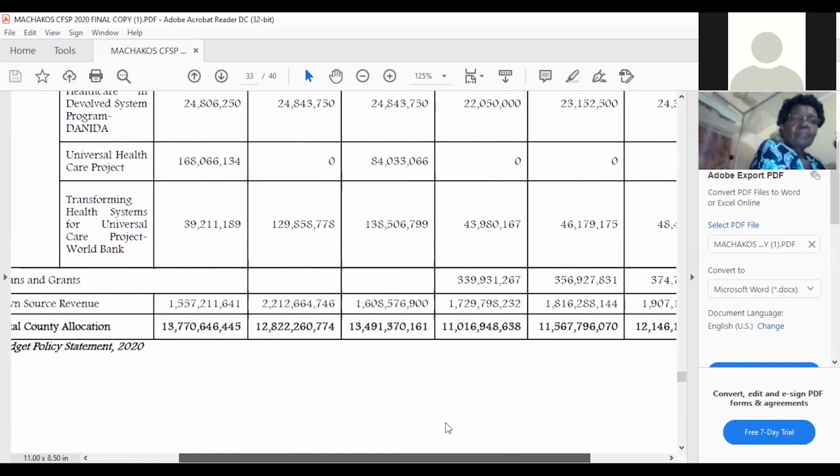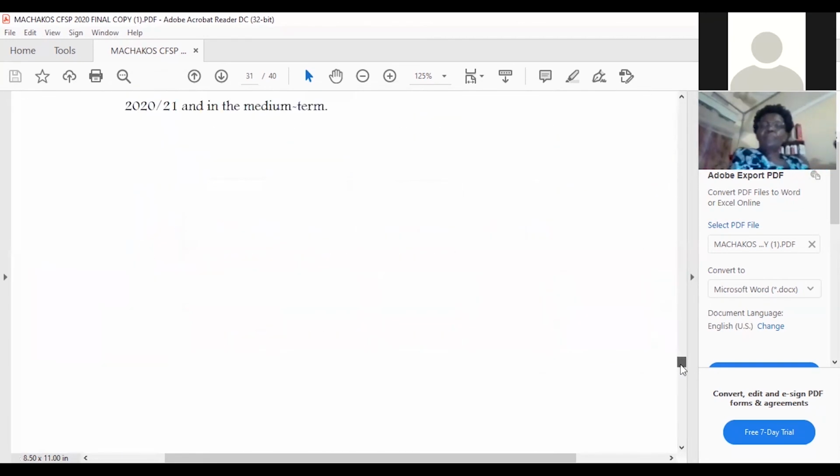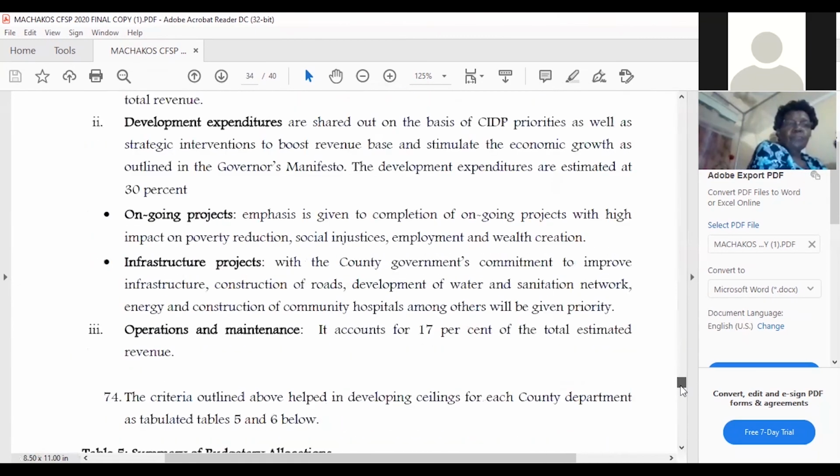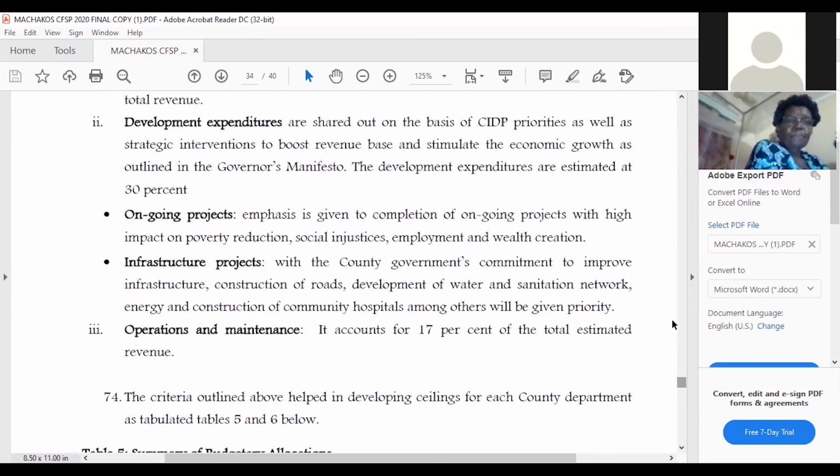So you can see that with regard to loans and grants, this is the amount of money that they have in total. And then with regard to own-source revenue, the one that the county expects to generate and what it has projected for the next 2 years, you can see even the amount. And so the total county allocation when it comes to revenue, you can see the amount, okay? Like the total, the one that they expect from the equitable share, conditional grants, and own-source revenue, okay?